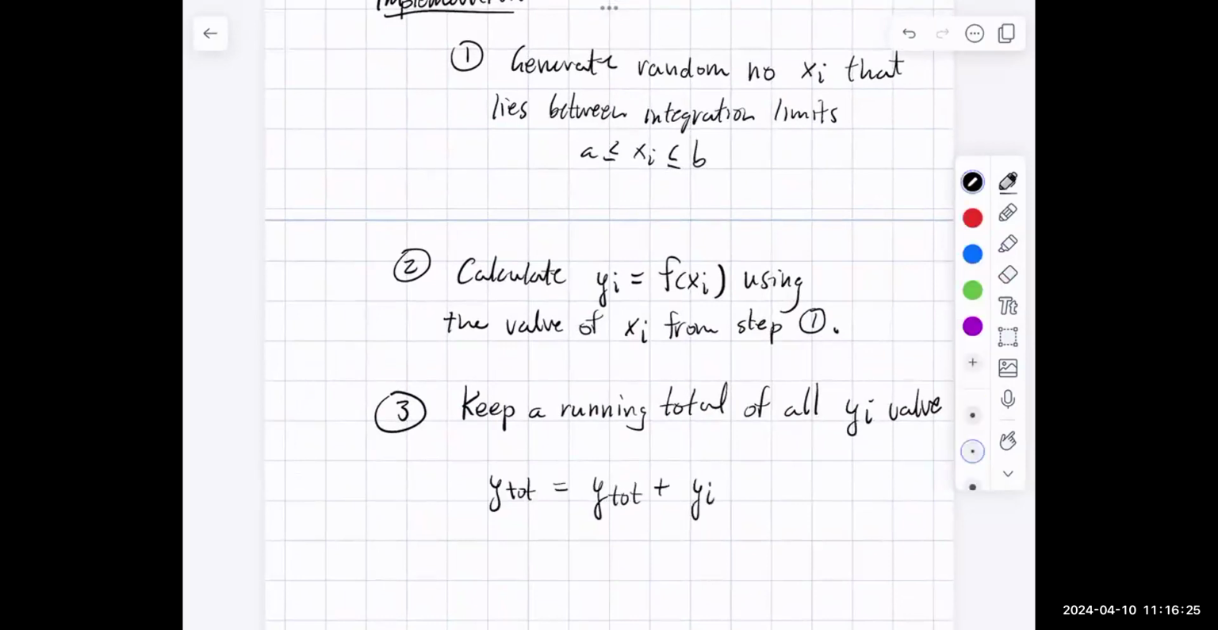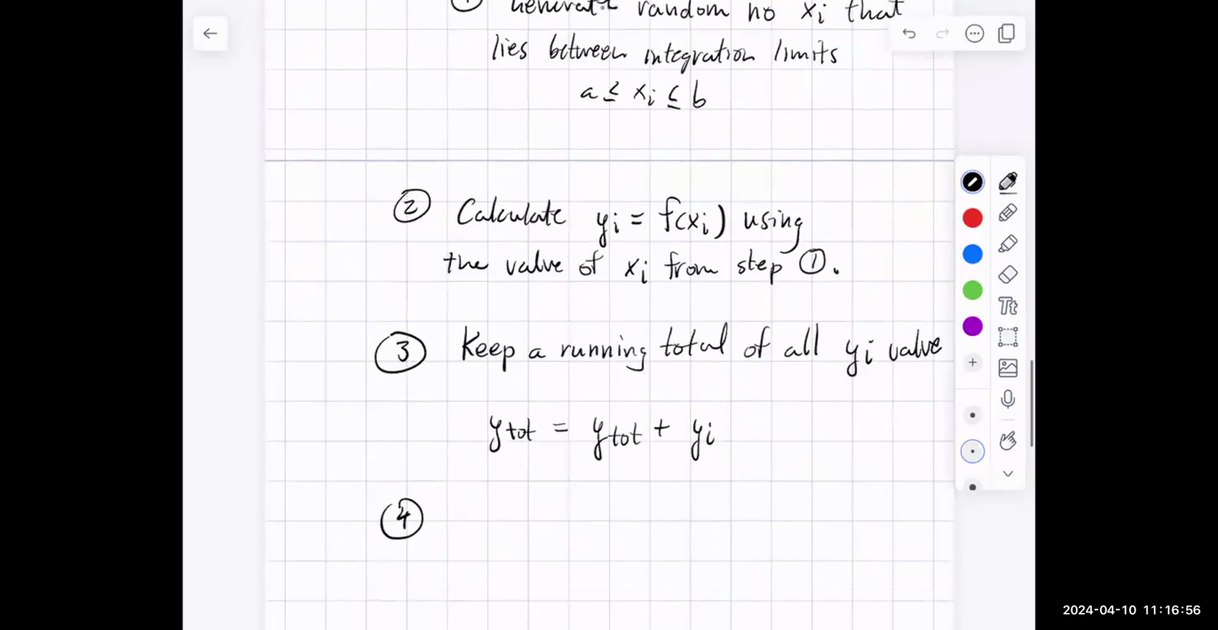So the first time we go through, for that first iteration, y total is going to be 0. And then we generate x, we calculate this y1, and so now our y total is just going to be equal to y1. Then we go back, we generate x2, we calculate y2 is f of x2, and we add that to the y total, and we just keep going over and over again. So that repetition is step 4. So we're going to return to 1, and we're going to repeat n times.